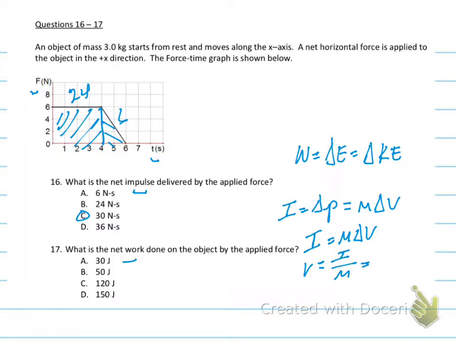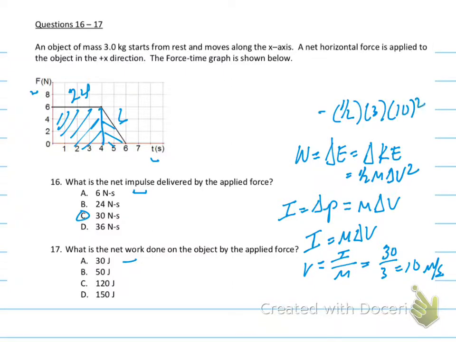The impulse we figured was 30, divided by a mass of 3, which gives us a change in velocity of 10 meters per second. So work is going to be equal to a change in kinetic energy, which is 1/2 m change in velocity squared. So 1/2 the mass of 3 times a change in velocity squared. 100 times 3 is 300. Half of 300 is 150 joules of work.